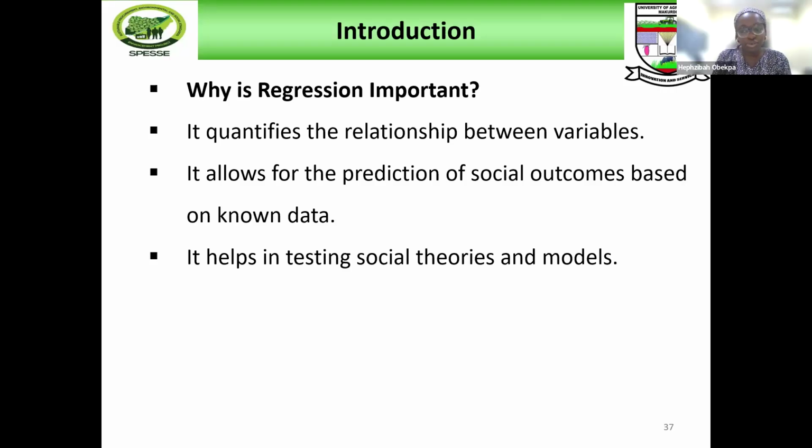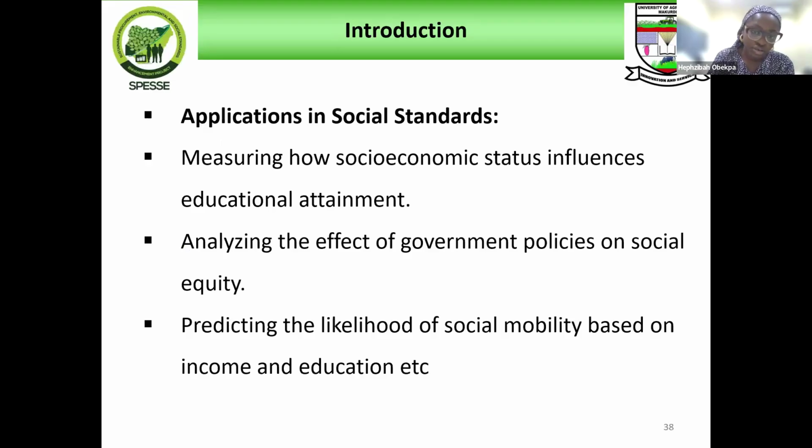All right, so I've said that the main purpose of regression is to predict social outcomes based on known data. So we gave these examples. I even used these examples to assign marks. I said application in social studies. For example, if we want to measure how socioeconomic status, I want to ask, when we say socioeconomic status, who can tell me what we're referring to? What could we be referring to? Poverty, ma.